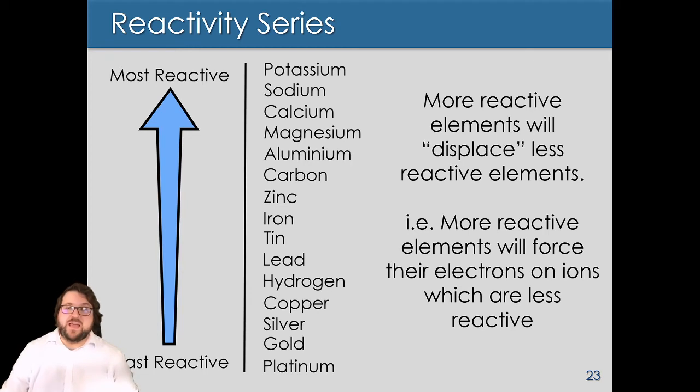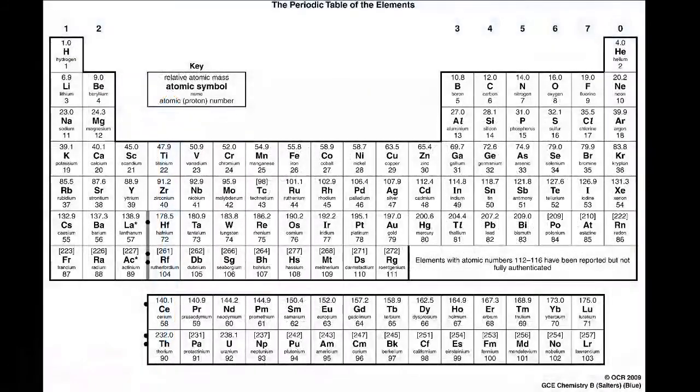And so what will happen is more reactive metals will force their electrons onto ions that are less reactive than them. Now, you will be given a reactivity series in an examination situation, so you don't have to remember what this is, but we can have a very quick look at the periodic table and see if it makes sense. So I said that gold, silver and copper are not very reactive, and if you look at where they are, they're there in the D9 position.